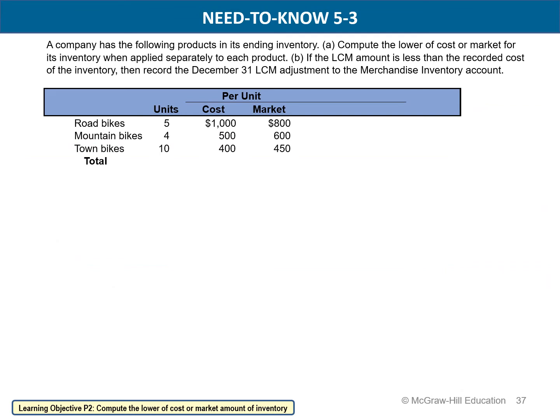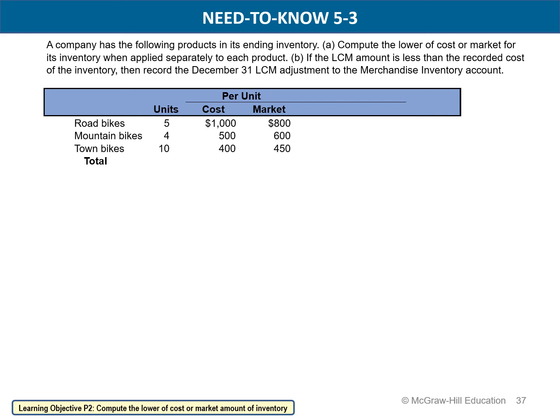All right. So a company has the following products in its ending inventory. Compute the lower of cost or market for its inventory when applied separately to each product. And then if the lower of cost or market is less than the recorded cost of inventory, record the adjustment.